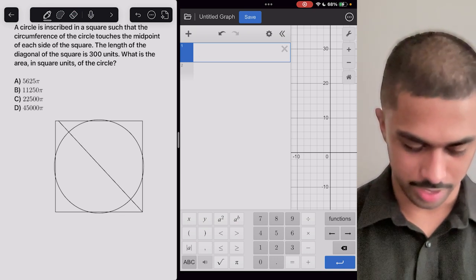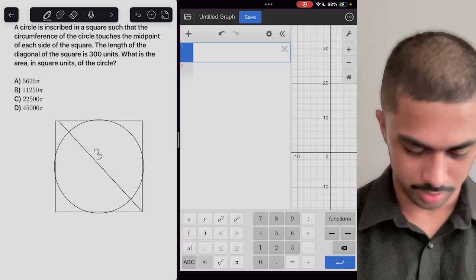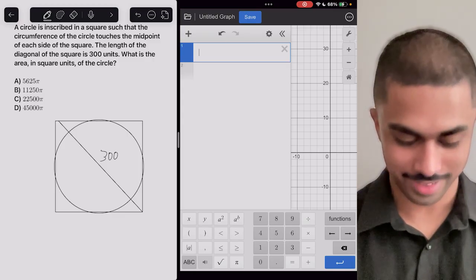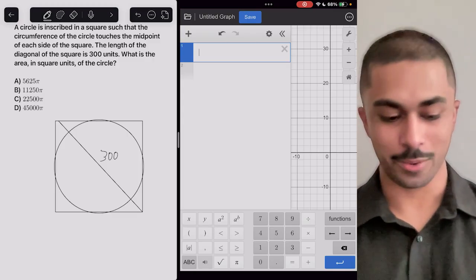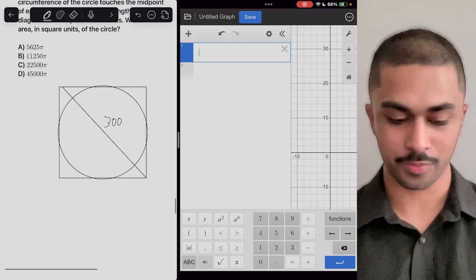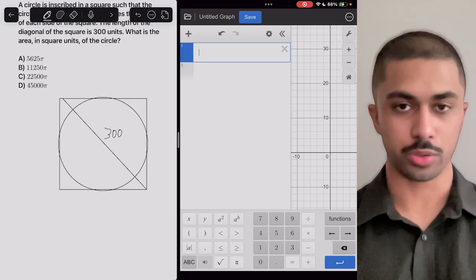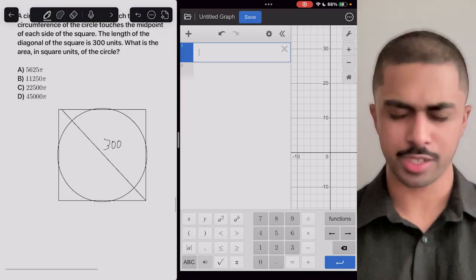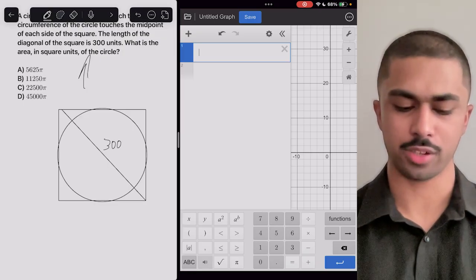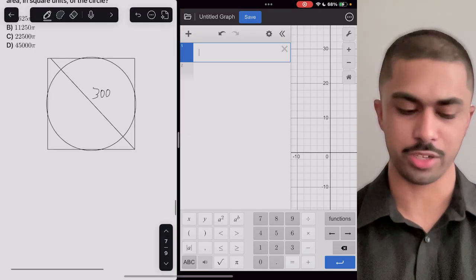Okay, we're going to draw a diagonal, right? And this is 300. Let's draw a better 300. What is the area in square units of the circle? You always want to work backwards from what you are trying to solve. Constantly ask yourself, why can't I solve this question right now? What information do I lack?